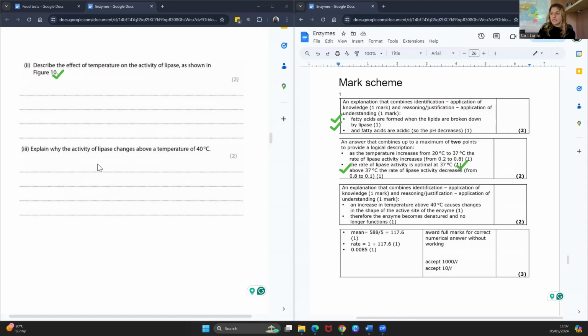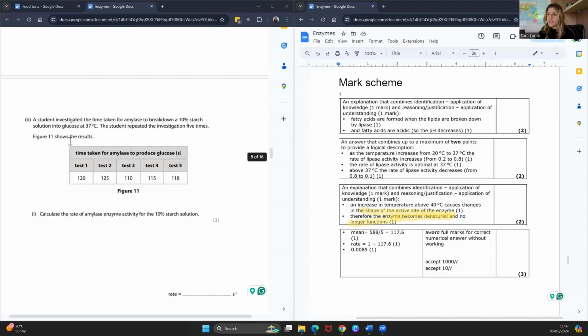Last part, explain why the activity changes. Explain why the activity changes. Okay, here is extremely important. If you learn to explain it this way, you will get the mark guaranteed. An increase in temperature causes the shape of the active site, and here let me highlight it, 1 second. So it changes the shape of the active site of the enzyme. The enzyme becomes denatured. As I said, active site, denature. Okay, and you can also ask yourself, so what, to make it more complete. So it no longer functions.